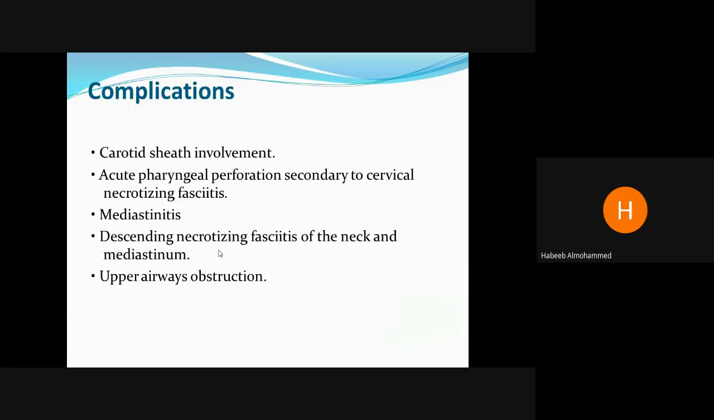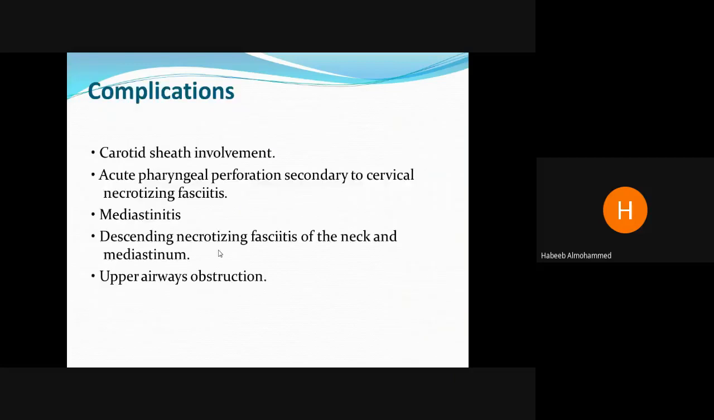Complications of parapharyngeal abscess: carotid sheath involvement. The most important is upper airway obstruction. The most important and the most critical, which you have to keep in mind, is upper airway obstruction. Others include carotid sheath involvement, acute pharyngeal perforation, secondary cervical necrotizing fasciitis, mediastinitis, and descending necrotizing fasciitis of the neck and mediastinum.